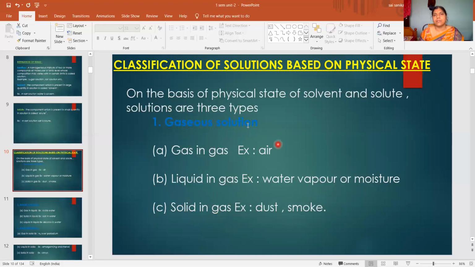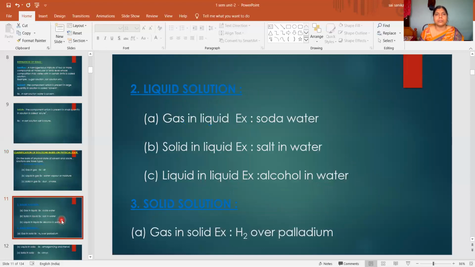The solutions in which gas is solvent and solute may be gas or liquid or solid. And these solutions are three types. Gas in gas, example, air. Liquid in gas, water vapor or moisture. Solid in gas, example, dust and smoke.